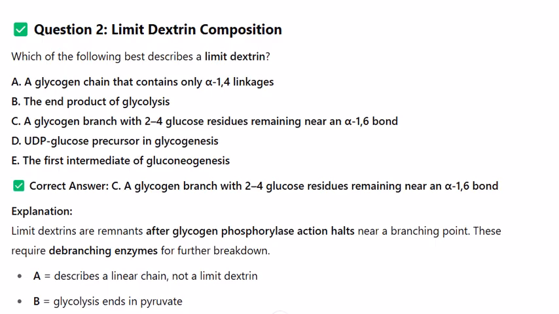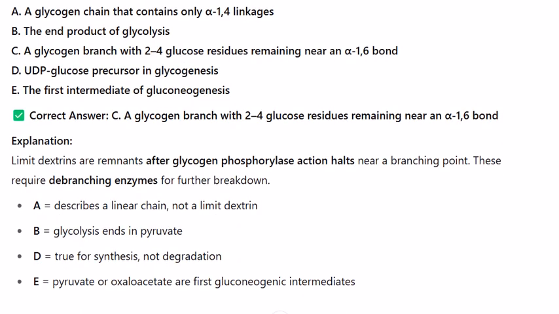Explanation. Limit dextrins are remnants after glycogen phosphorylase action halts near a branching point. These require debranching enzymes for further breakdown. A describes a linear chain, not a limit dextrin. B: glycolysis ends in pyruvate. D is true for synthesis, not degradation. E: pyruvate or oxaloacetate are the first gluconeogenic intermediates.